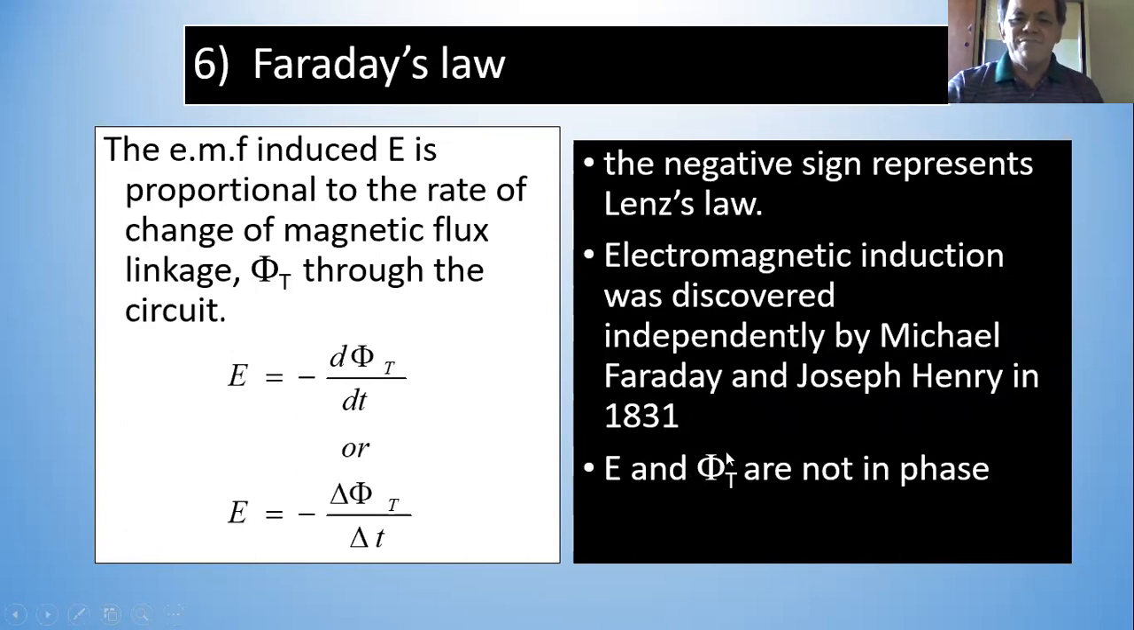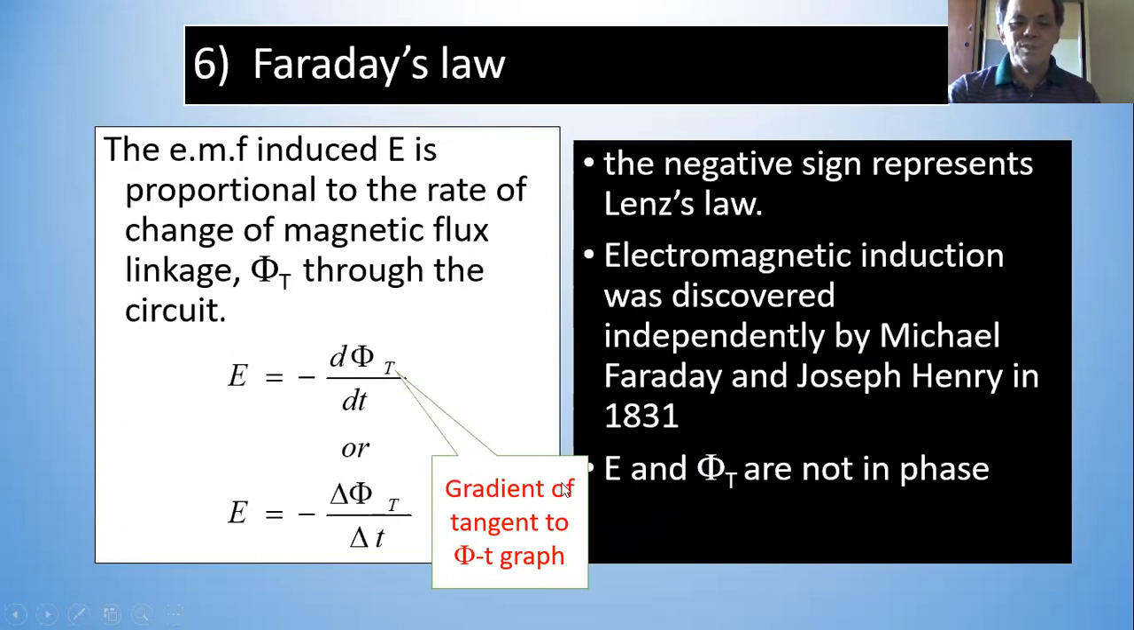Right? So E and phi are not in phase. You can see that from here. That's the rate of change. It's not easy to see from here, unless you use calculus, which I'll do in a while. They are not in phase. In phase means E equals K times flux, but it's not. It's not K times flux. Okay? There's a negative sign there. The negative sign shows you it's not in phase already.